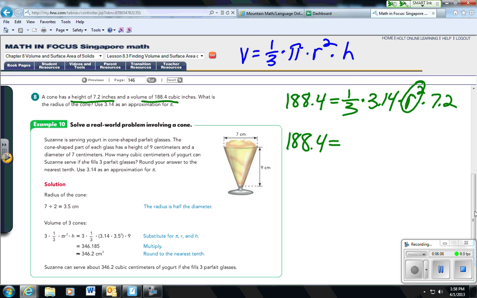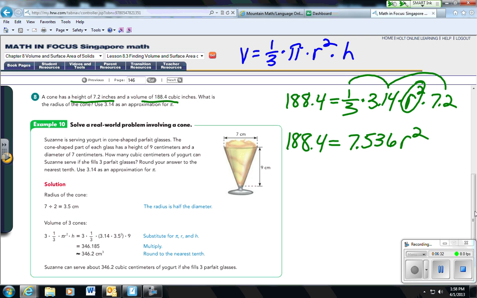188.4. Use your calculator and do the 1/3 times the 3.14 times the 7.2. Multiply all of that out, and what you'll get is 7.536 times r squared. We still have the times r squared there. Notice I didn't round to the tenths or anything yet. I left the whole thing there.